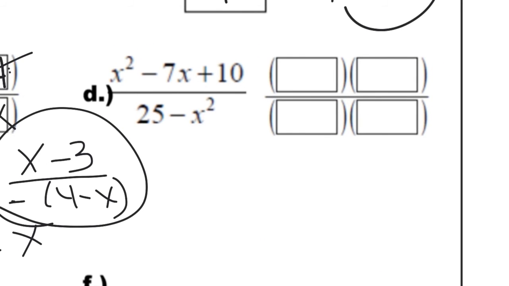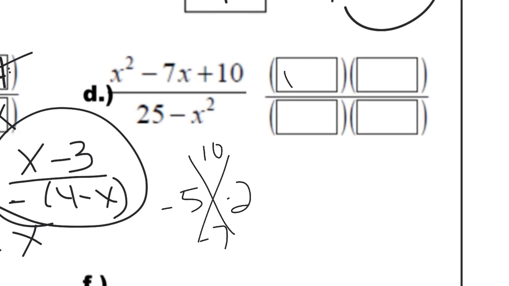All right, so D is x squared minus 7x plus 10. So I have 10, negative 7. Yep, negative 5, negative 2. Good. X minus 5, x minus 2.